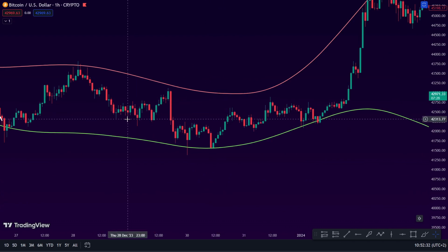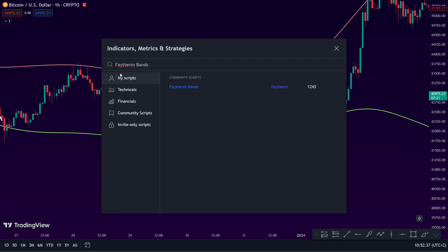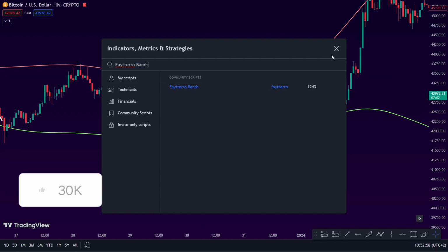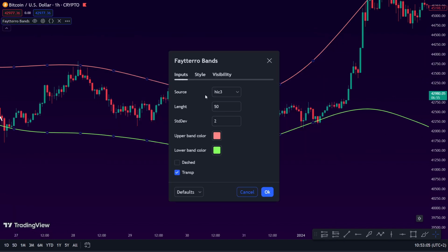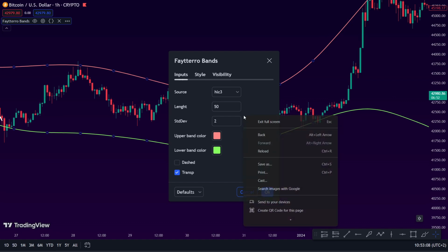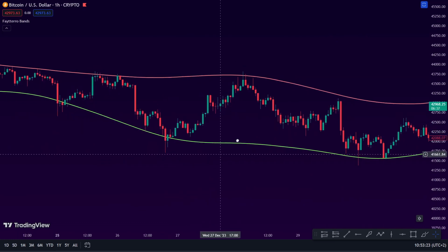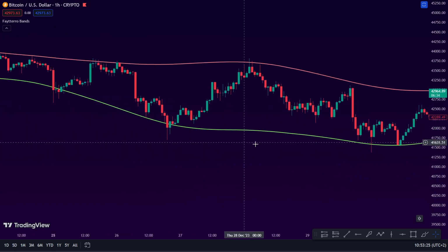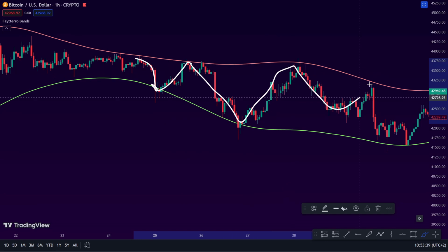To find the first indicator, we go to the Indicators tab and write Faytterro Bands, this indicator. After adding this indicator, let's go to the settings. We make settings as length 50 and this one is 2. That's it. As I said earlier, this indicator is a channel indicator. As you can see here, the candles touch the bottom, go up, and go down, go up, like this.